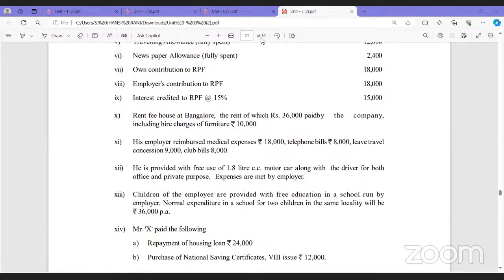So in this, repayment of housing loan, national savings certificate and own contribution to RPF, these three come under section 80C, the qualifying amount for deduction or saving. So these three points will not come for calculating income from salary. Now we will look at how to do this problem.